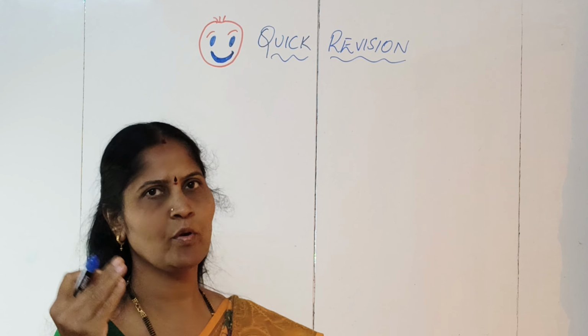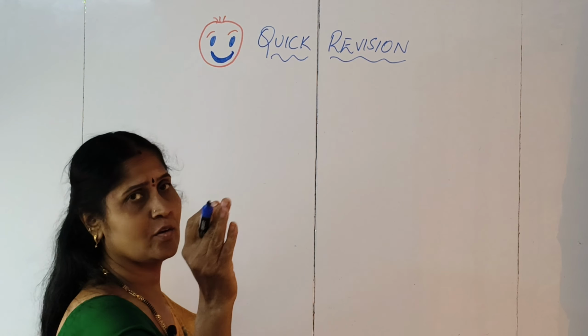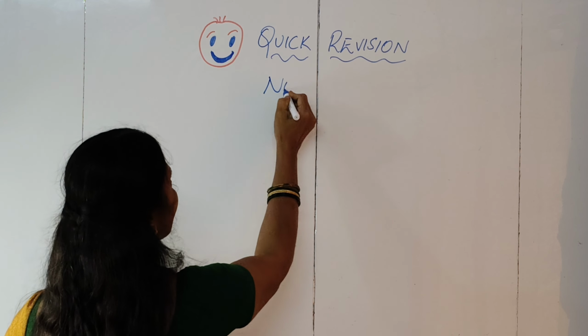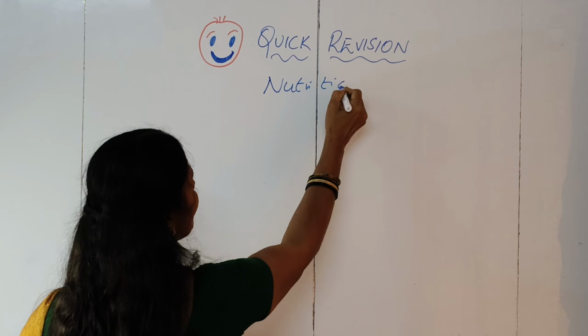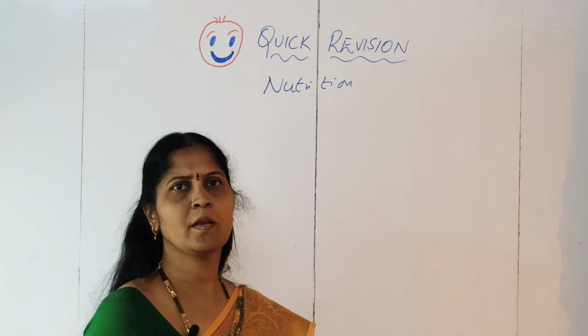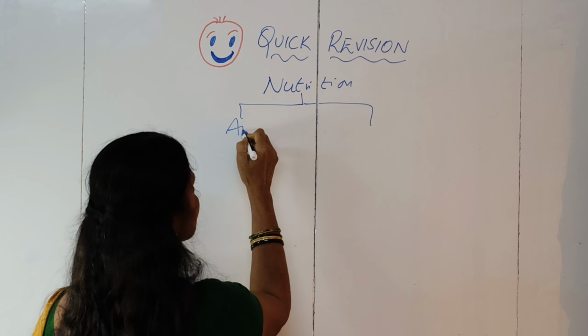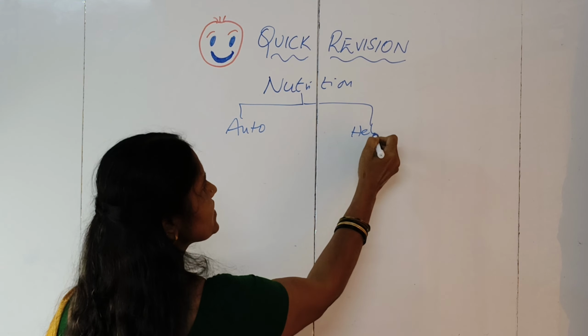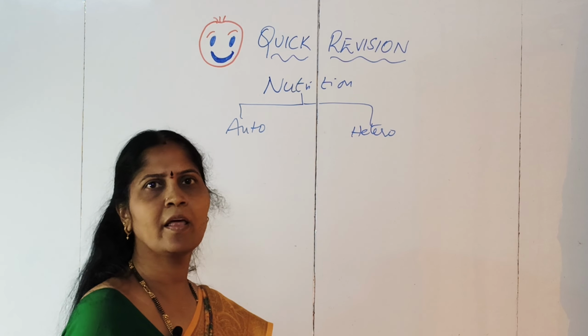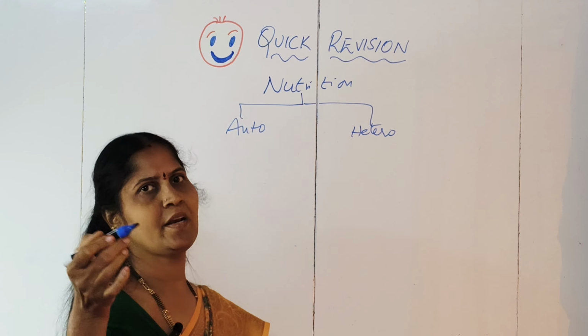First, let us suppose you are revising the lesson on nutrition. So first you can just write down nutrition and think about what the definition is. The process of obtaining food is what is called nutrition, and you can say that it is divided into two types, that is autotrophic and heterotrophic. You can just write it like this, and everywhere you can memorize the definitions.